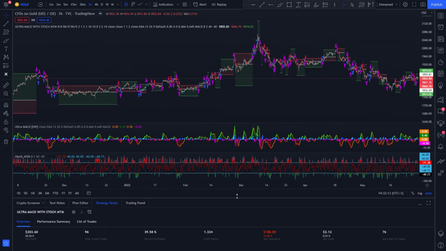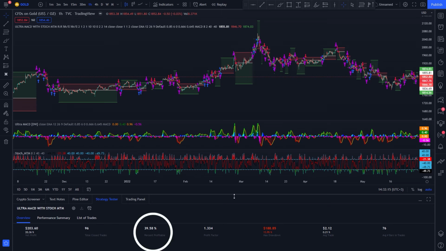As we can see, the win rate is just 39.58%. If you would like to check and try this strategy by yourself, I provided the link in the description down below. So you can use it, but carefully.